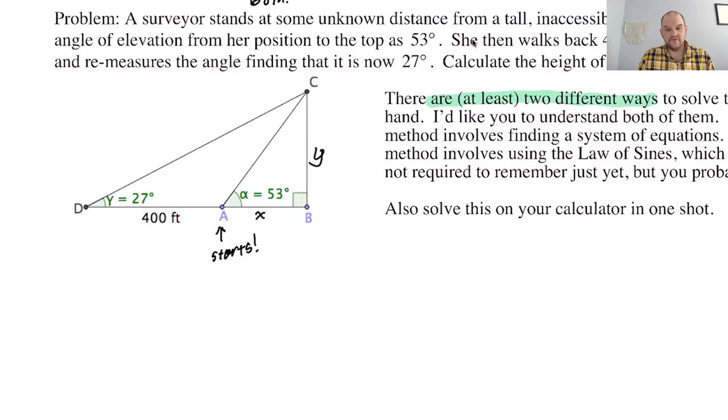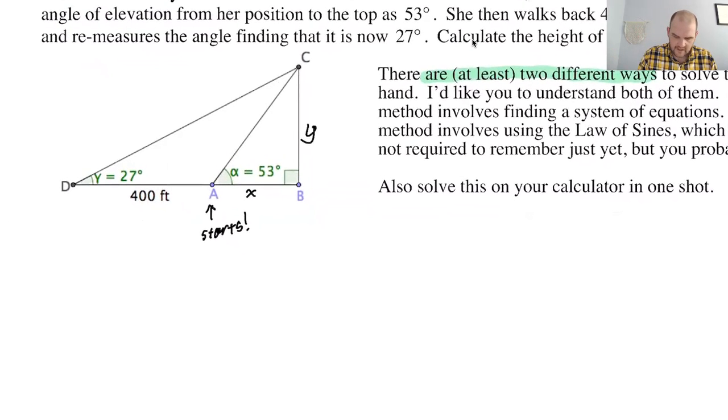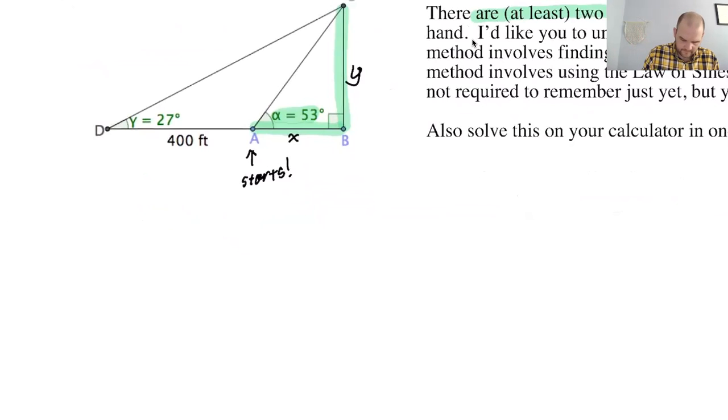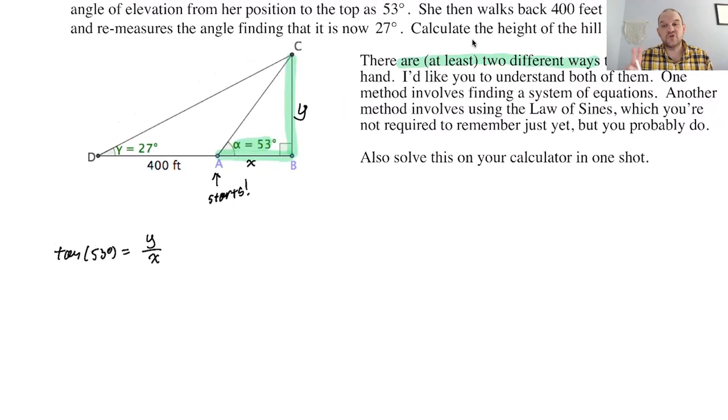Now, what do we get out of this? Well, if I focus in on 53 degrees, I don't know the sides, but I have named the opposite and the adjacent. So I could say the tangent of 53 degrees is y over x. Probably a good start. That's one equation and 2 unknowns. So if I can find another equation using the same unknowns, I could potentially solve that system. So let's look for that.